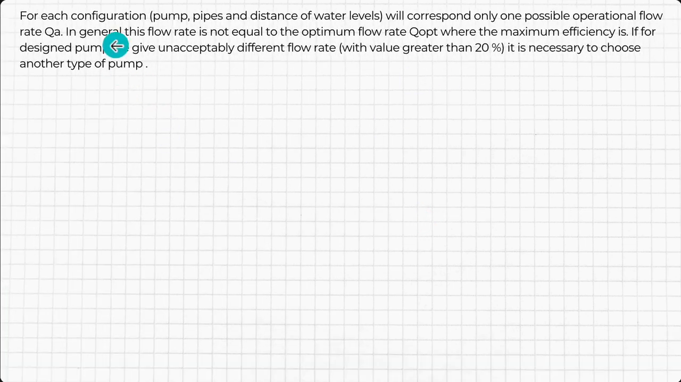So for each configuration, pump, pipes and distance of water levels will correspond only one possible operational flow rate QA. In general, this flow rate is not equal to the optimum flow rate QOpt, where the maximum efficiency is. If for a designed pump we get unexpectedly different flow rate with a value greater than 20%, it is necessary to choose another type of pump.